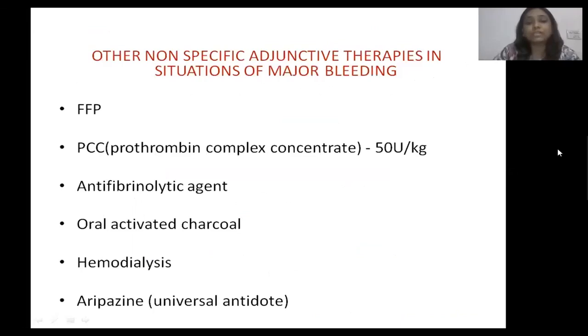Other non-specific adjunctive therapies that can be used in the situation of major bleeding are fresh frozen plasma, and prothrombin complex concentrate, which comes as a 3-factor and a 4-factor prothrombin complex concentrate that include factors 2, 7, 9 and 10, in the dose of 50 units per kg. Antifibrinolytic agent can also be used. Oral activated charcoal can also be used. Patient can go for hemodialysis. And nowadays we have a universal antidote for all the classes of anticoagulants, that is ciraparantag.